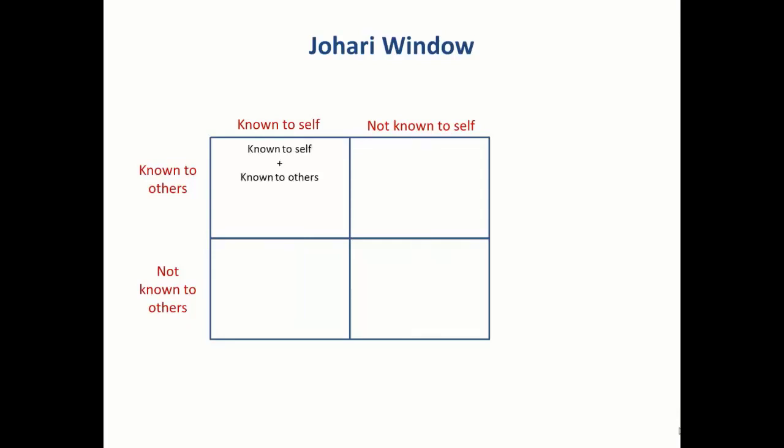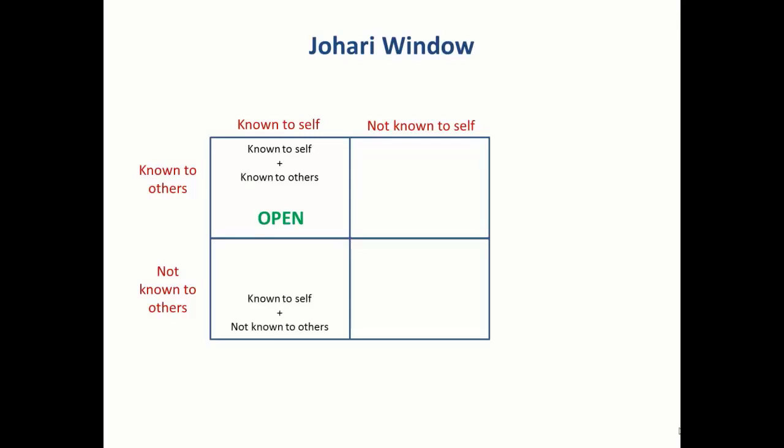So when you put these together in the upper left-hand corner, what you have in that box is information that's known to the self and known to others. And in the Johari window model, they refer to that as open, because that's information that everybody knows. Maybe you're good at managing projects. Maybe you're someone who interrupts people in meetings. Whatever it is, you know it and other people know it. It's open.